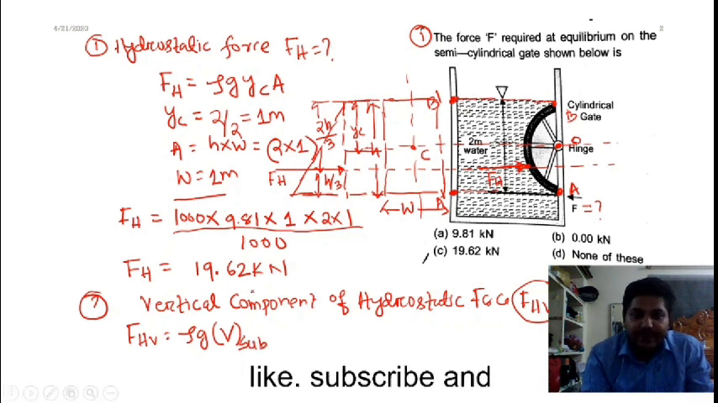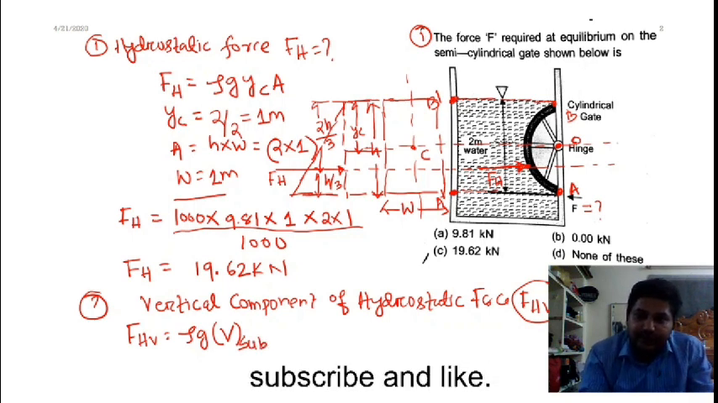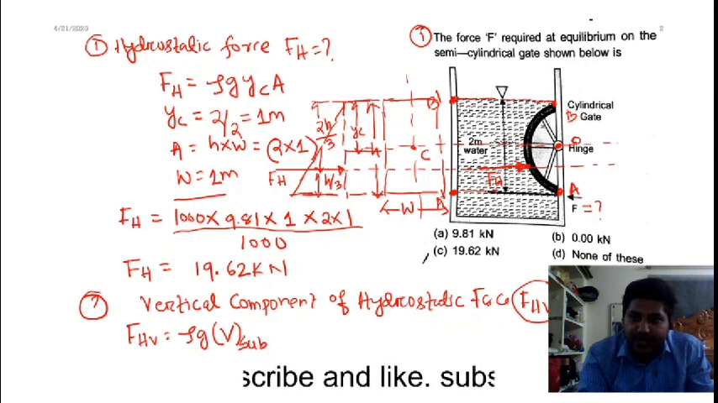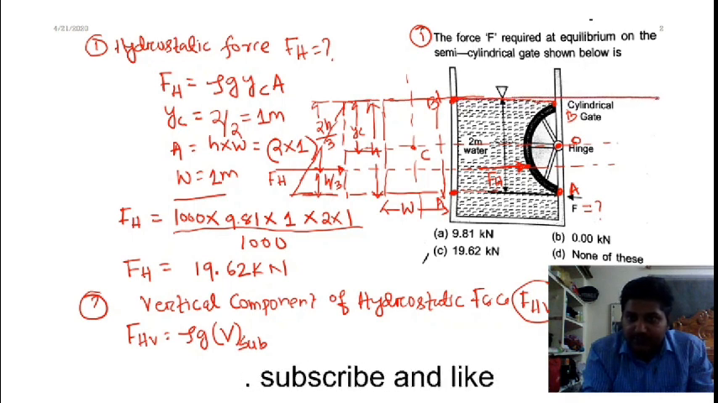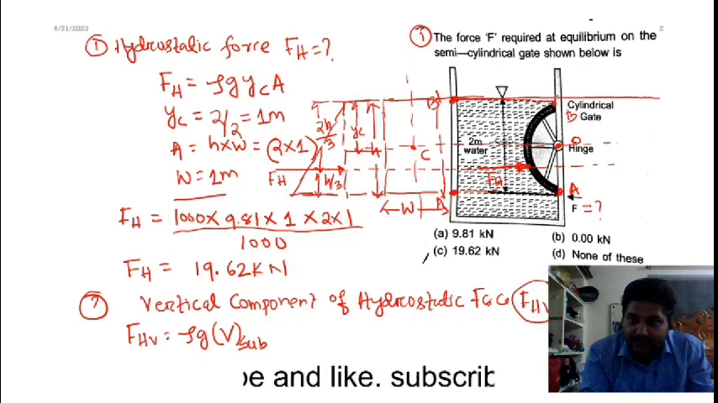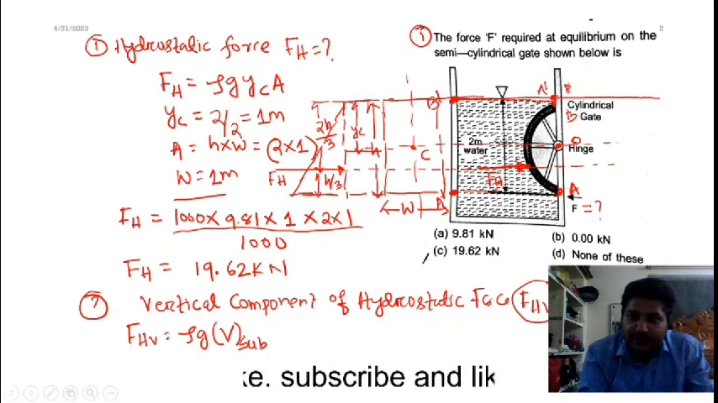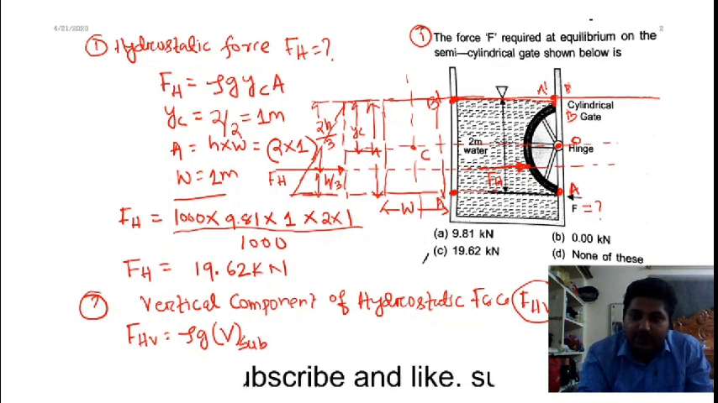Okay, so if you want to find this out, you have to take the projection of this curve on a horizontal plane. So this is the first point A, you have to take the projection. So this is the point A dash, and similarly if you take the point B projection, there will also be B dash.